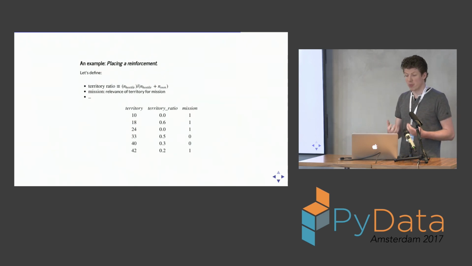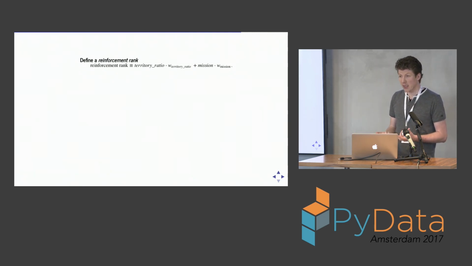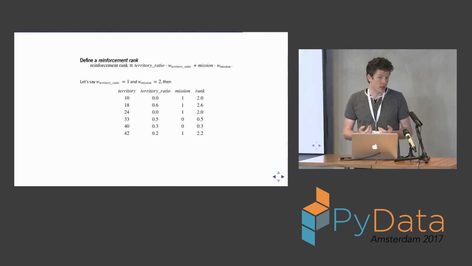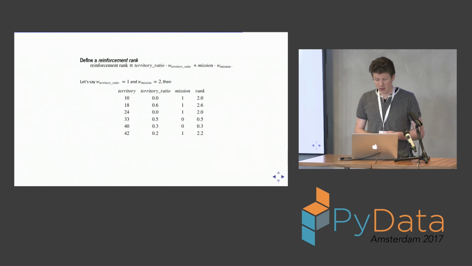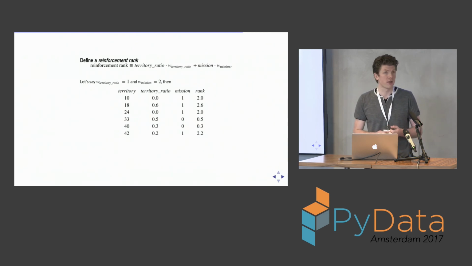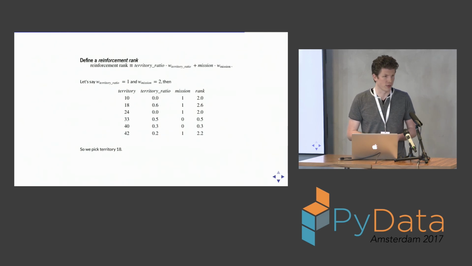So for example, suppose we own 6 territories, we must place a reinforcement, then we can calculate this territory ratio and this mission criteria. And then we define a reinforcement rank, which is basically the territory ratio times some weight plus this mission criteria times a weight. And suppose we set these weights to 1 and 2 respectively, then we can calculate this reinforcement rank for each of the territories. And here we see that the reinforcement rank for territory 18 is the highest. So we place our new army on territory 18.